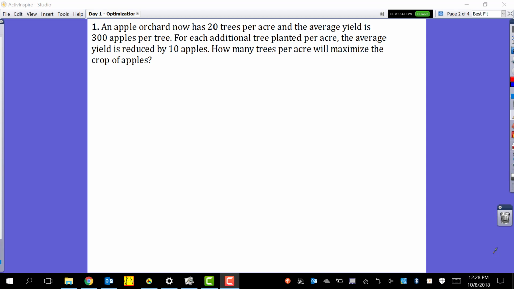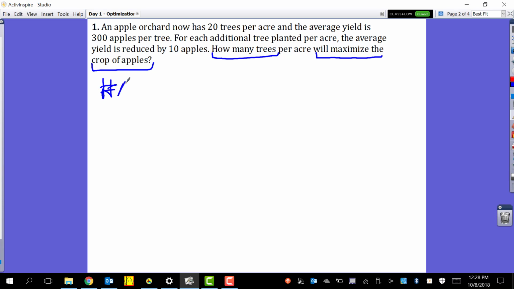It's very similar to a popular problem called the train ticket problem. Worked out the same way, but we're going to be looking at it in this setup. All right, so this is an optimization problem, which means the first question we need to ask ourselves is, what are we optimizing? Well, in this case, it's asking how many trees will maximize the number of apples, or the crop of apples, okay?